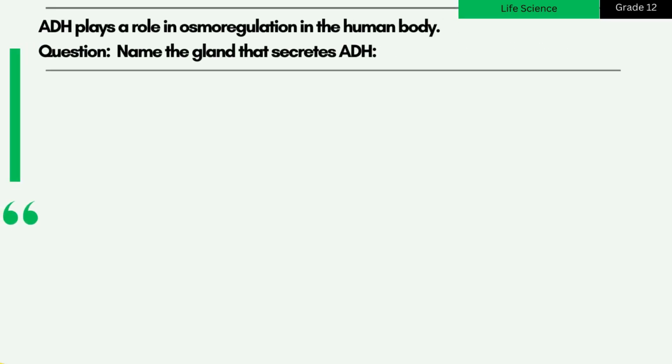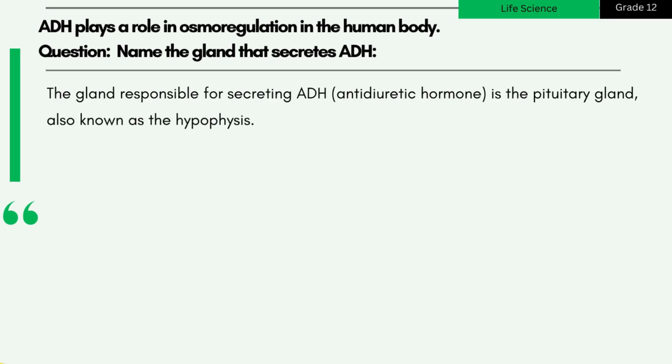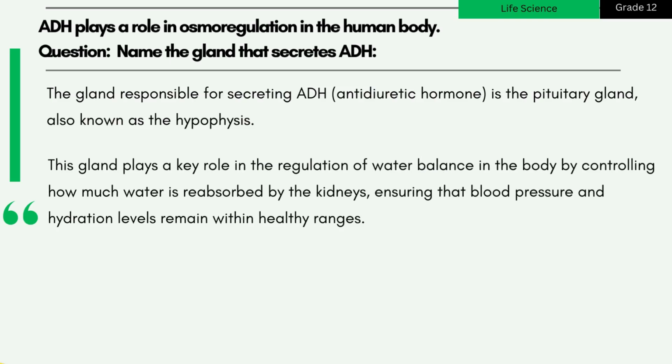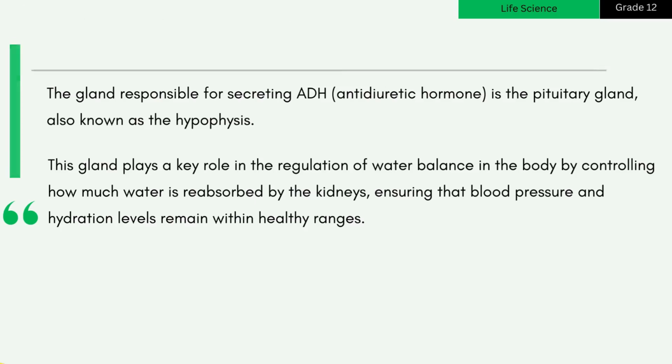Question. ADH plays a role in osmoregulation in the human body. Name the gland that secretes ADH. The gland responsible for secreting ADH, antidiuretic hormone, is the pituitary gland, also known as the hypophysis. This gland plays a key role in the regulation of water balance in the body by controlling how much water is reabsorbed by the kidneys, ensuring that blood pressure and hydration levels remain within healthy ranges.